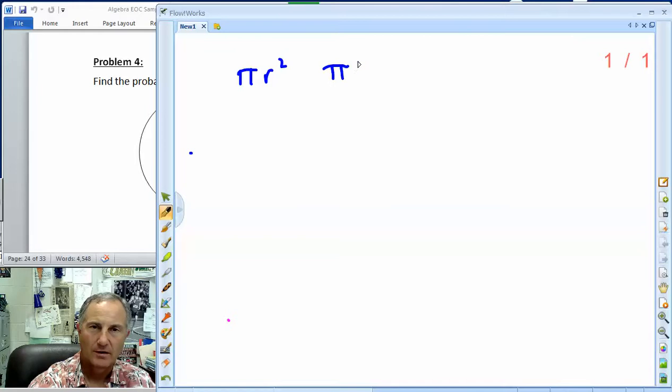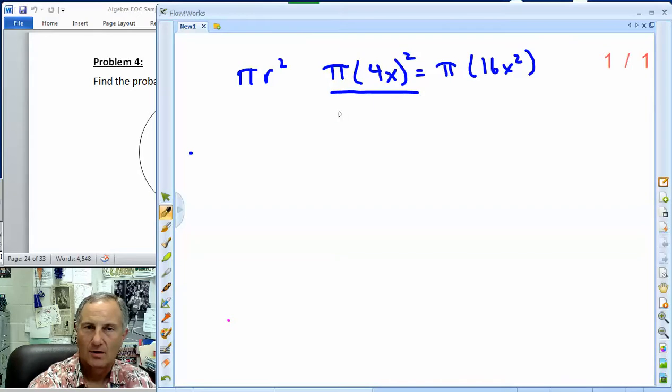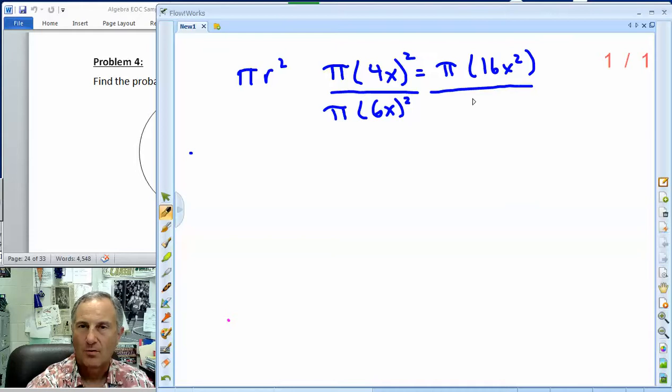So we're going to get pi times the radius of the shaded is 4x. And we're going to square that. That's going to give us pi times 16x squared. Then we're going to get pi. Now, 2x is the little part there plus the 4x. That's going to be 6x for the entire radius. So that's going to give us pi, and that'll be 36x squared. Okay, now look at this. The pi's cancel out. The x squareds cancel out. We're left with 16 over 36.